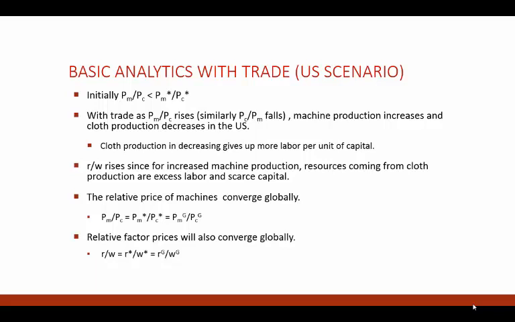This follows intuitively because the shrinking cloth industry is giving up more labor per unit of capital, whereas the expanding machine industry requires more capital per unit of labor to produce. So trade causes capital to be relatively scarce compared to labor in the United States, such that the relative rental R over W increases. The end result of trade is therefore that both relative prices and relative factor payments converge across countries.